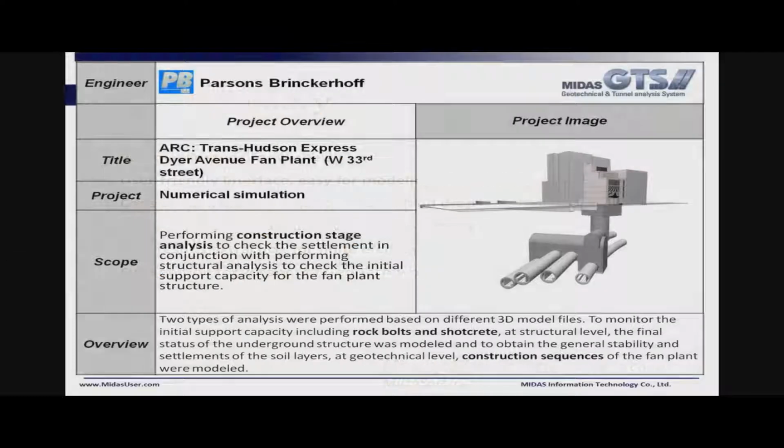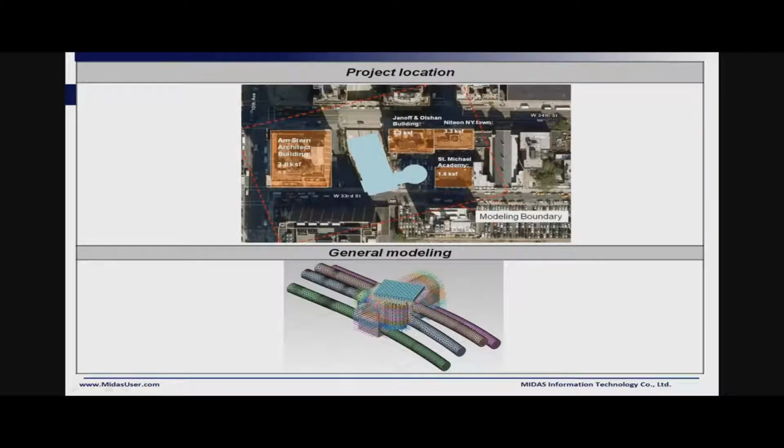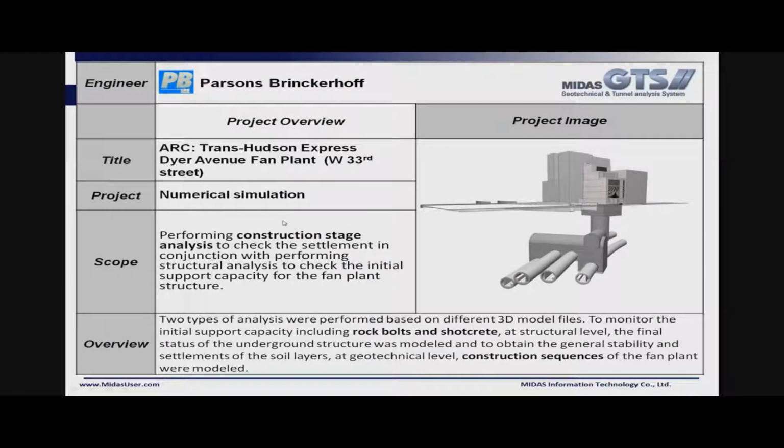And then I will show you just one quick project application. So here's a project done by Parsons Brinckerhoff. The location, as you can see in the next map, is just here in downtown New York City. What they did was two types of analysis. They wanted to monitor the initial support capacity, including the rock bolts and the shotcrete of the tunnels, which is similar to what we just used in our demonstration.